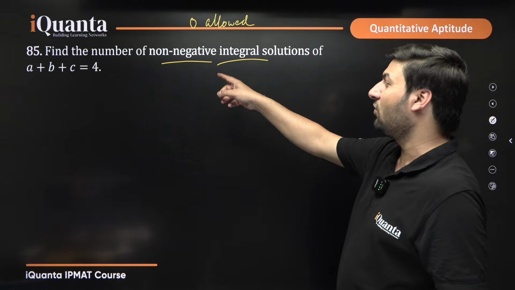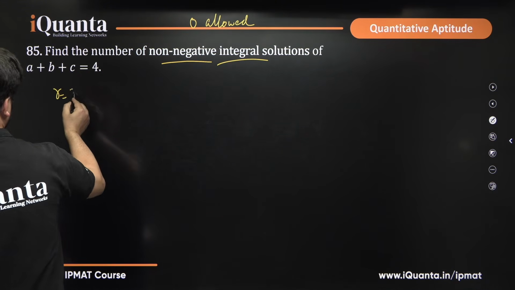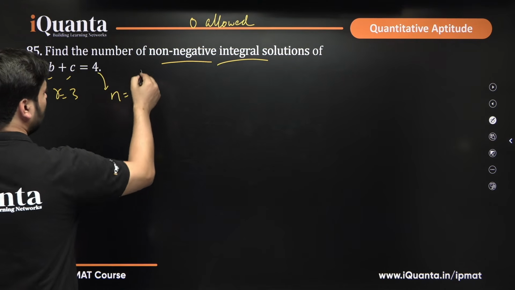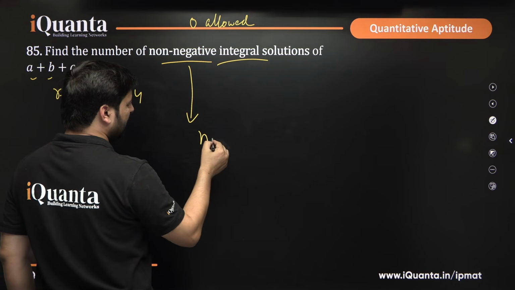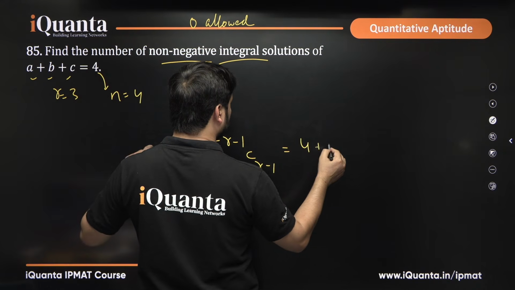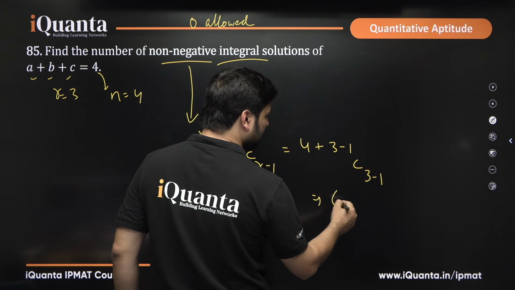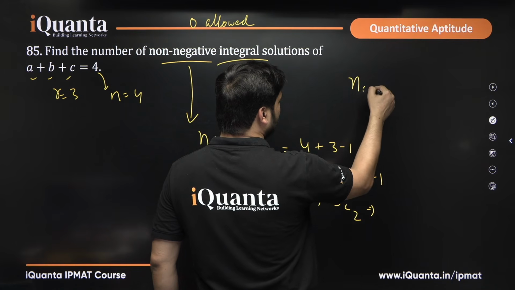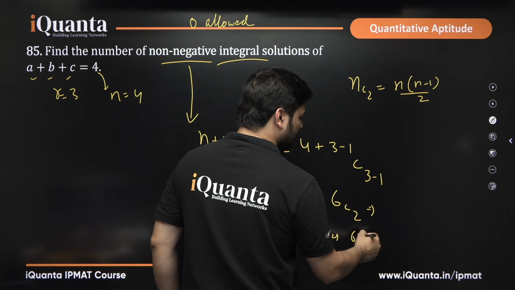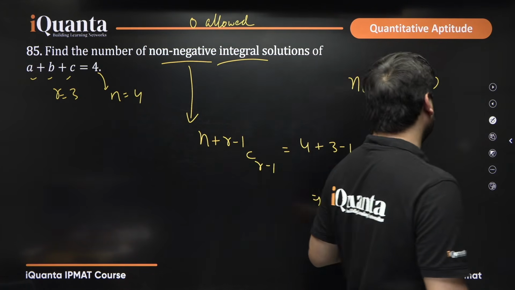So, this is the number of non-negative integral solutions of a plus b plus c equal to 4. What will be the value of r here? R will be 3 because there are 1, 2, 3 terms in the left hand side being added. What will be the value of n? N will be 4. So, non-negative integral solutions is n plus r minus 1 c r minus 1. N is 4, so 4 plus 3 minus 1 c r minus 1. So, that is 6 c2. The value of n c2 is n into n minus 1 by 2. So, what is n here? It is 6. 6 into 6 minus 1, that is 5, by 2. So, 30 by 2 is 15. That is your answer. Easy question.